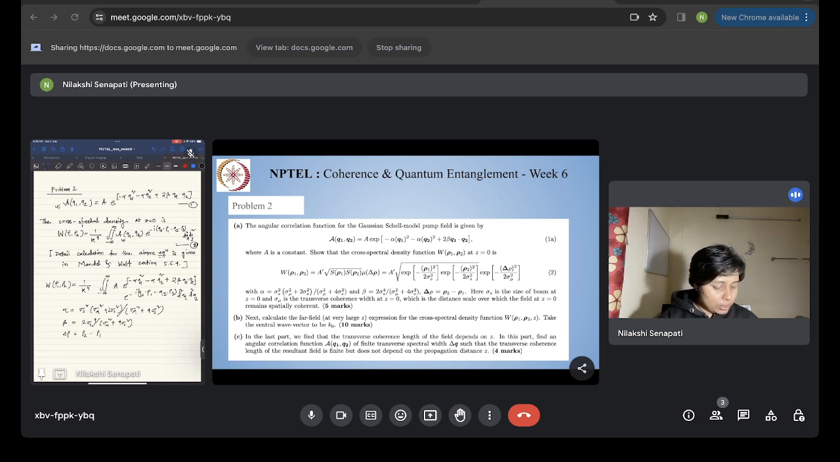Now I will write the direct solution of this W(rho 1, rho 2), that is the cross spectral density at z equal to 0, in terms of these parameters alpha, beta, delta rho. Of course, you can calculate this and solve each and every step, and check if you are getting this or not. There will be several things in front, which we are not interested in, that's why I am not writing them, just writing a dash.